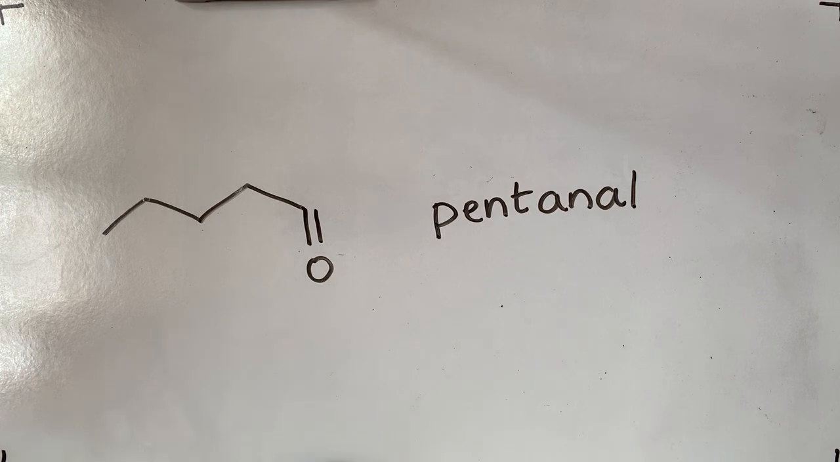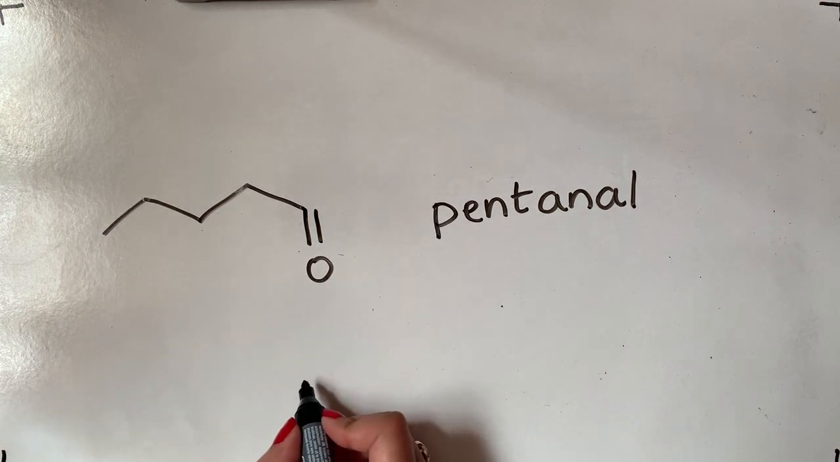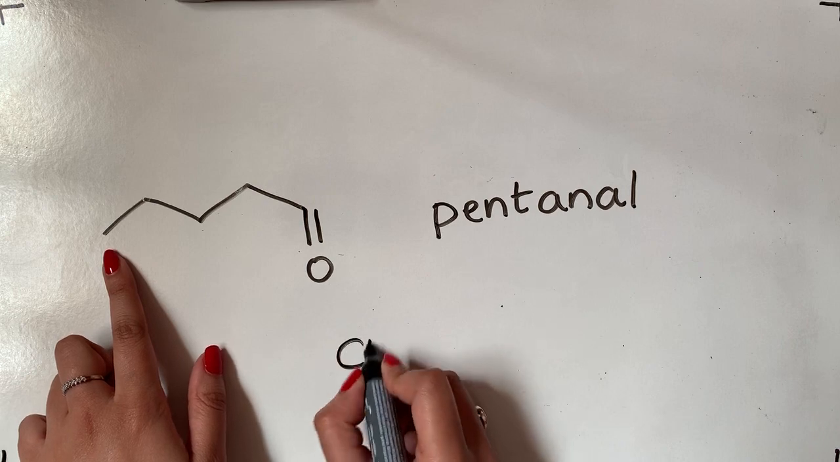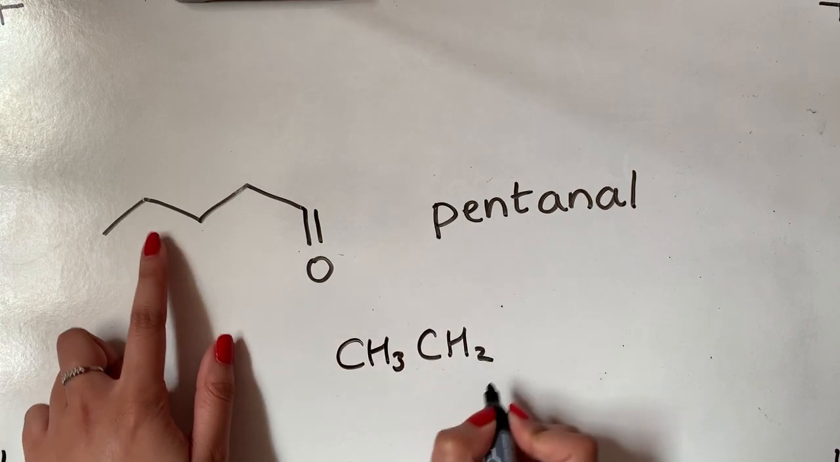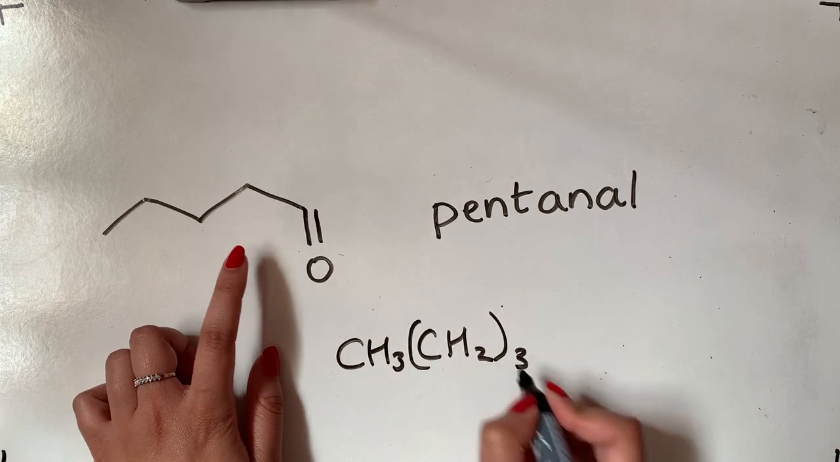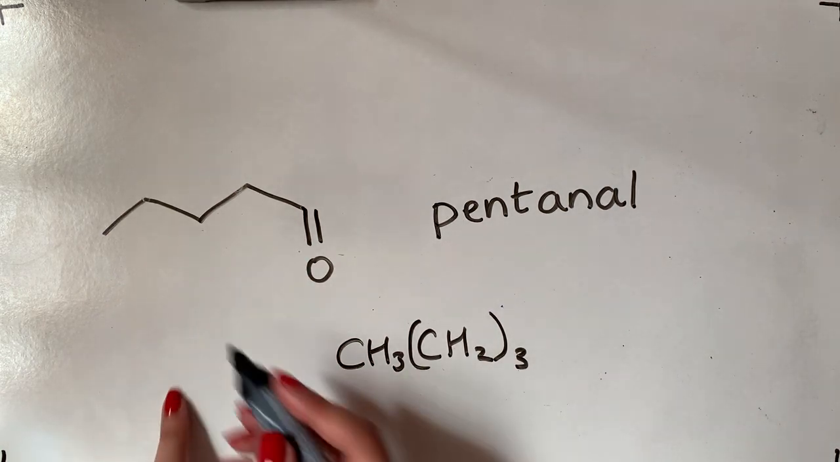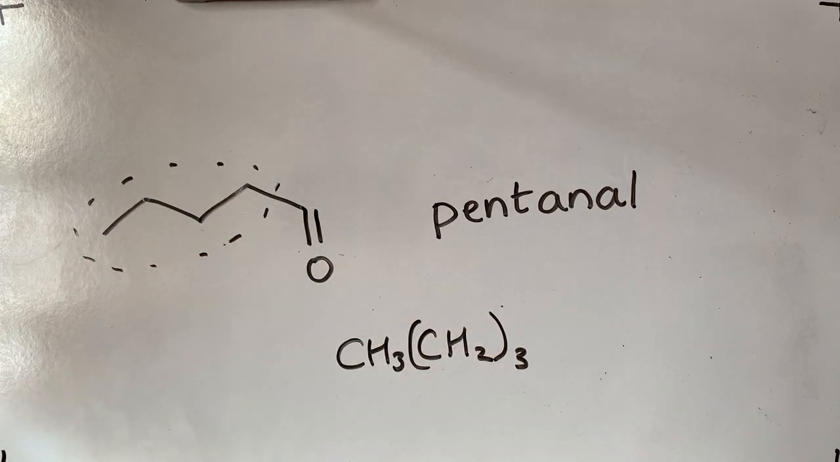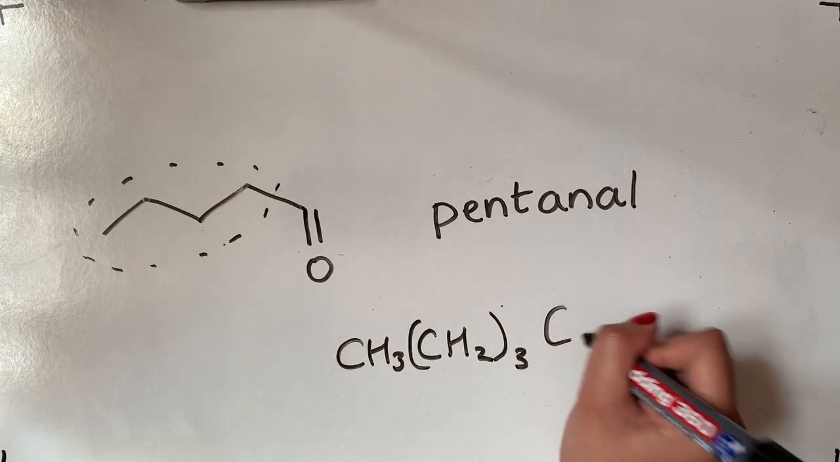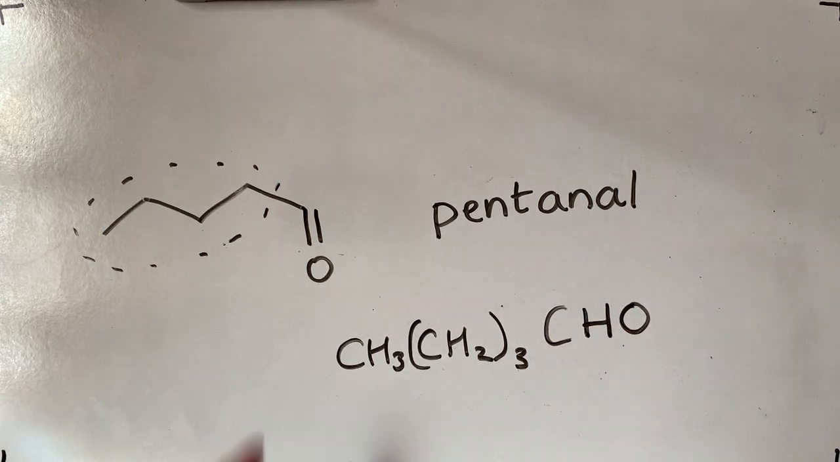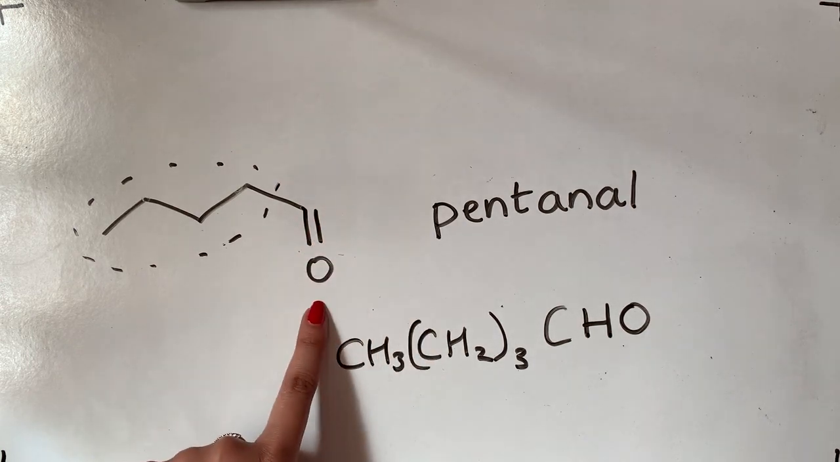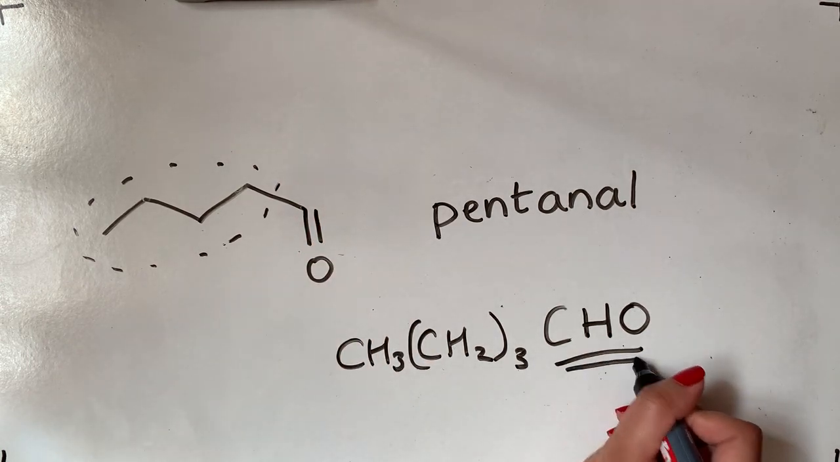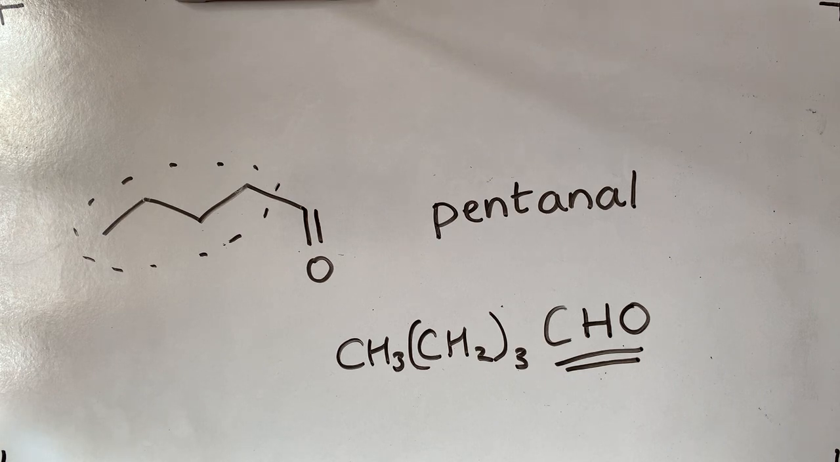Okay. Now for our aldehydes, we also need to know the structural formula, how we show that something is an aldehyde. So in this one over here, if we do this in structural form, it's got 1, 2, 3 CH2s. So that's this part of the carbon chain that I've just covered, so CH3 and then 3 lots of CH2s. If we now look at this part over here, to show that it's an aldehyde, we have to write CHO. So we've got the carbon, the hydrogen and the oxygen. So anything that ends in CHO is showing that we have an aldehyde functional group present.